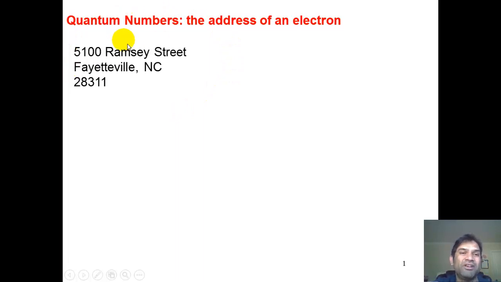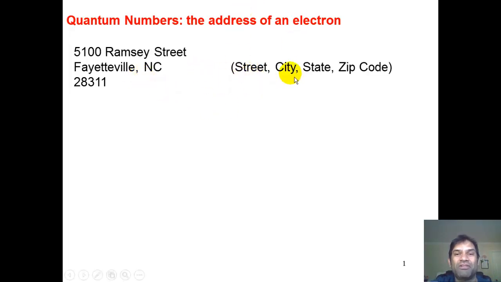So this would be the address of our school, perhaps. Then I would pose the question to you: what four items or what four categories would describe this address? How would you give this address if I were to only give you four items? Many people respond by saying, well, the street, the city, Fayetteville, the state, North Carolina, and the zip code. Given all four of these parameters, you should be able to get the physical address of where we are.